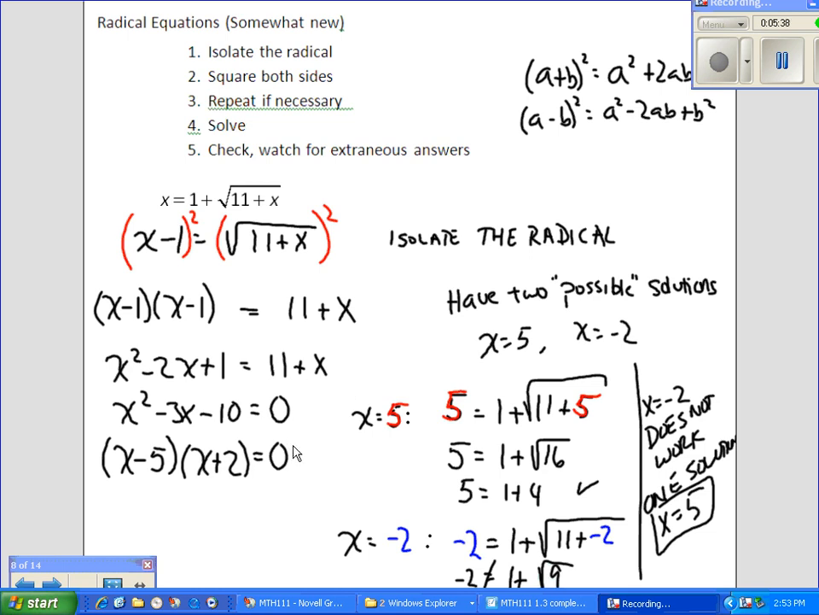And again, then we can solve, factor, set each factor equal to 0. And that gives us two possible solutions, the 5 and the negative 2. But we need to check it in the original problem, and you have to be sure to go all the way back to the original problem, which had the square root in it. If we let x equal 5, it works out just fine, gives us a true statement. But if we let x equal negative 2, we get a false statement. We're ending up with negative 2 equals 1 plus square root of 9 is 3. That's not true. So x equals negative 2 does not work. There's only one solution, x equals 5.